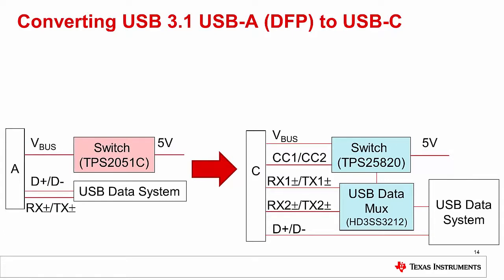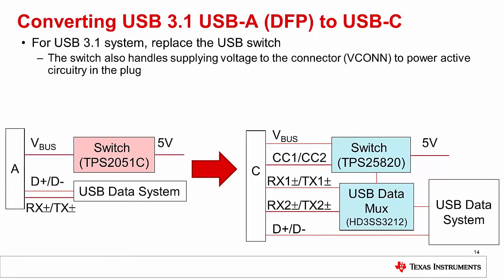But if we look at a USB 3.1 system, it gets a little bit more complicated because now, not only do we replace the switch as shown here, we also have to do two other things. First, we need to apply the 5 volts to the cable through the VCON, and this USB power switch does that, the TPS25820. It will apply VCON to the appropriate CC1 or CC2 pin.